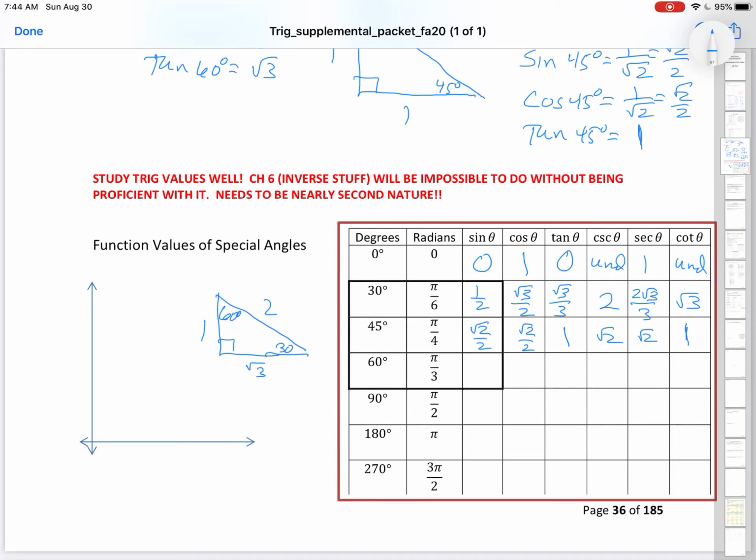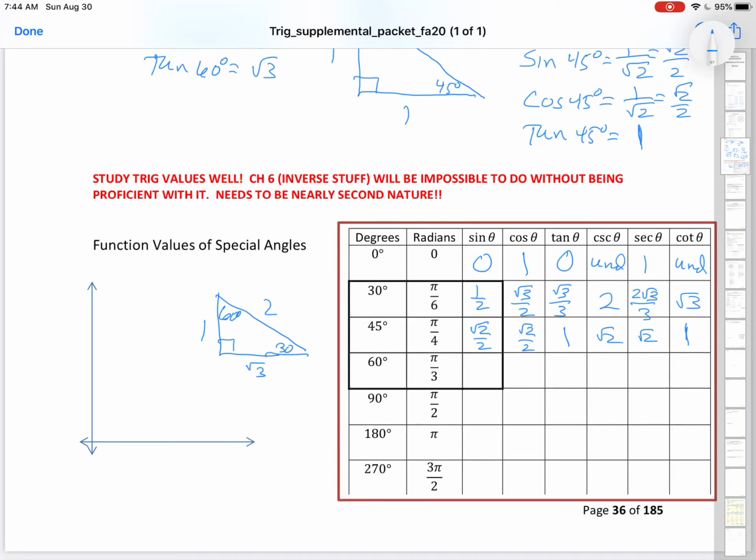And coming through, pi over 2 or 90 degrees. I would draw myself a picture. Hey, here's 90 degrees. Sine corresponds to y. Okay, that's 1. Cosine corresponds to x. Okay, that's 0. Tangent is sine divided by cosine. 1 divided by 0, undefined. Cosecant's the flip of sine, 1. Flipping 0, I get undefined. Flipping undefined, I get 0, is what I would think there.